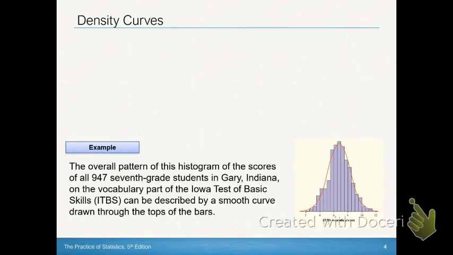Next, let's take a look at density curves. If you have already taken calculus, you might recognize this picture where you were trying to find the area under a curve. So you estimated by making a bunch of small rectangles, and then you knew how to find the area of the rectangle by doing length times width.